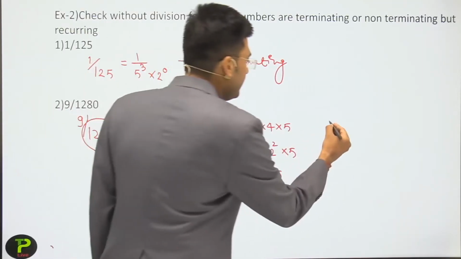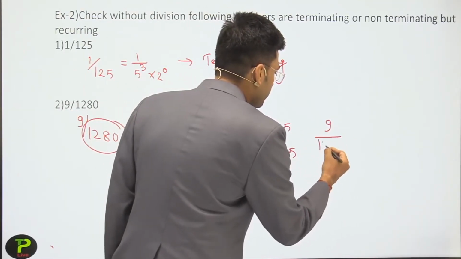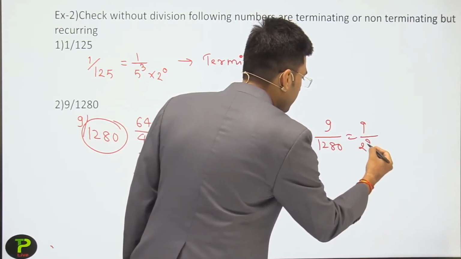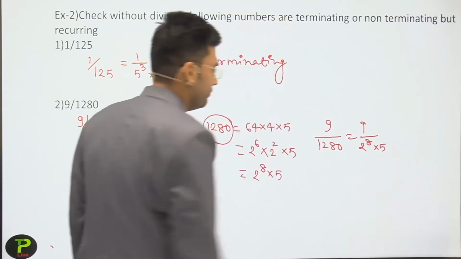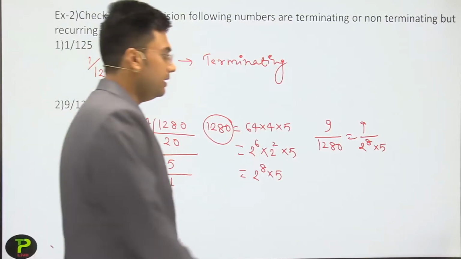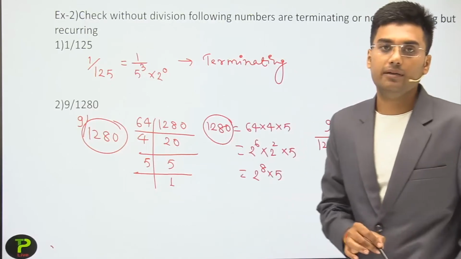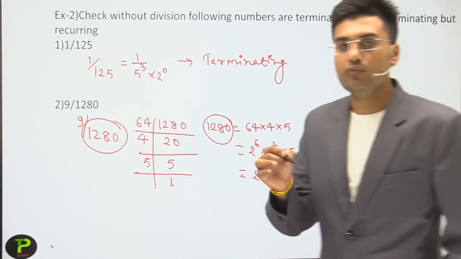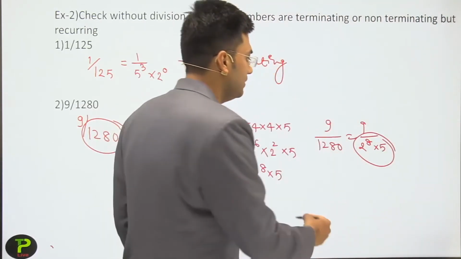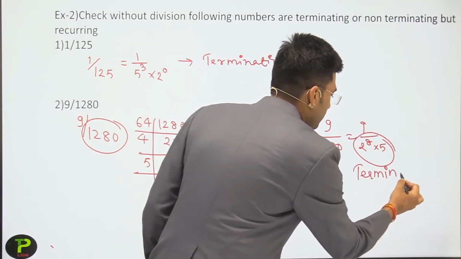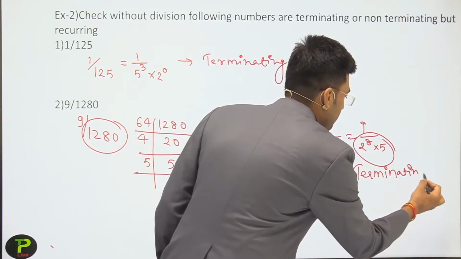Now we can write 9 upon 1280 as 9 divided by 2 power 8 multiplied by 5. Here the denominator of this number is in the form of 2 power m multiplied by 5 power n. So we can say that it has a terminating decimal.